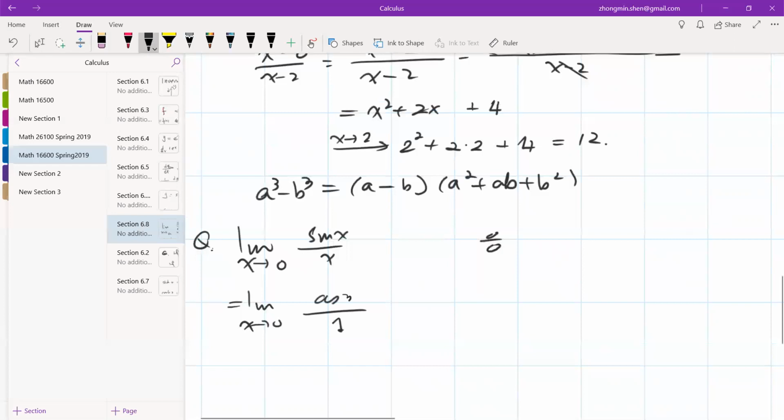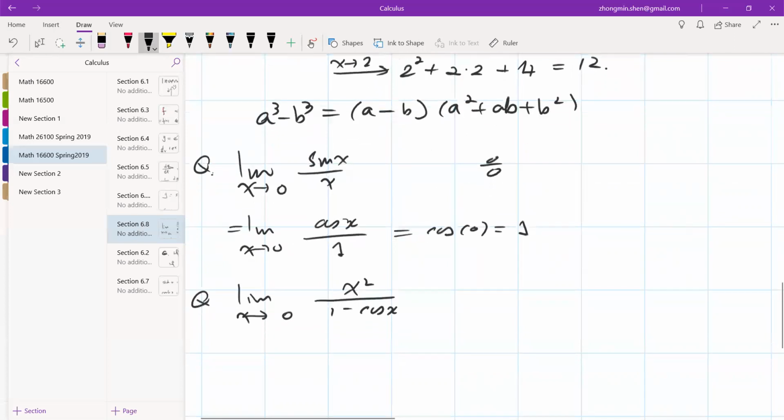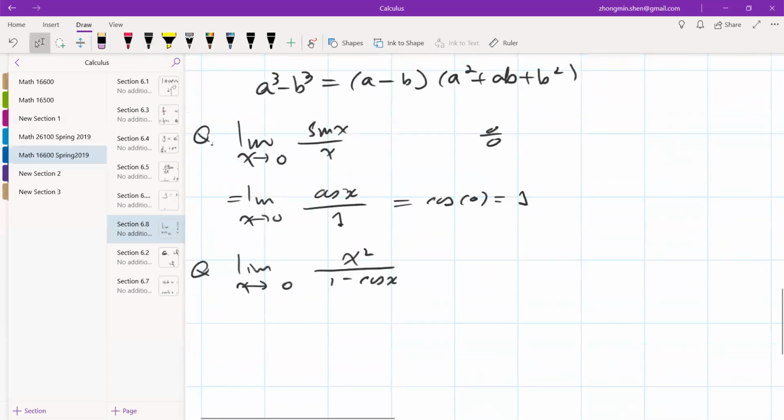Let's try a slightly different problem. So I wanted to try this. Okay, so please do this problem. Clearly, cosine 0 is 1, so this is 0 over 0 type. So you can apply L'Hopital's rule to solve the problem.